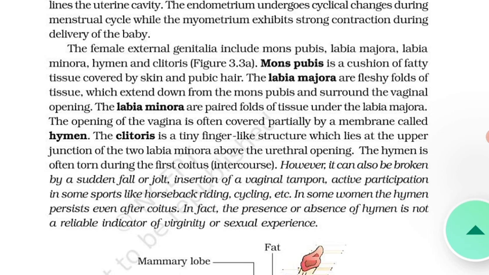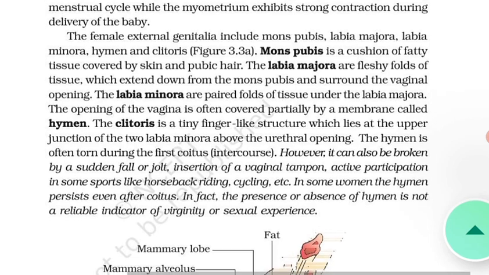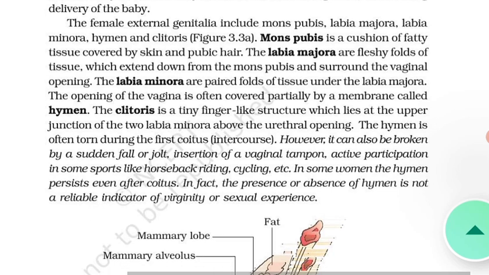Female external genitalia क्या क्या include करता है? Mons pubis, labia majora, labia minora, hymen and clitoris. Mons pubis is a cushion of fatty tissues covered by skin and pubic hair. ठीक है? The labia majora are the fleshy folds of tissue which extend down from the mons pubis and surround the vaginal opening. किसको surround करती है? Vaginal opening को. ठीक है? Clear?